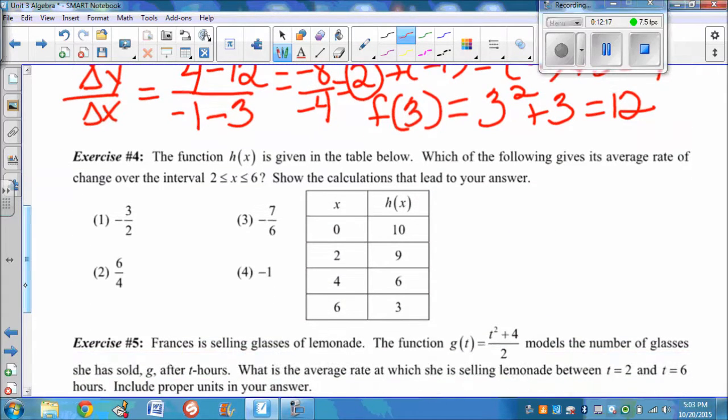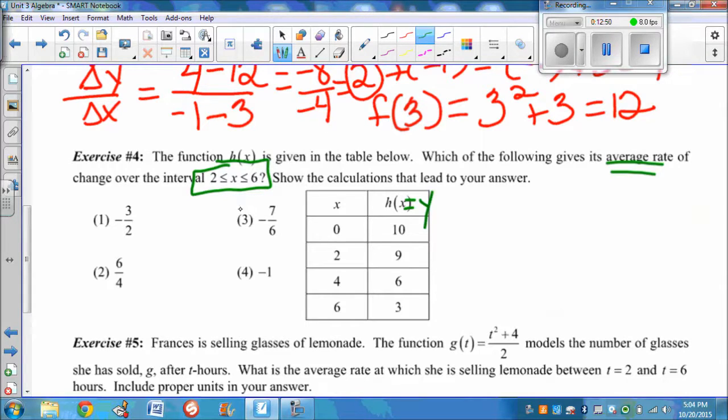All right. Now it says the function h of x is given in the table below. Okay, so we've got our inputs, our x's, and our h of x's, which is, in other words, our y's. Which of the following gives the average rate of change over the interval from 2 less than or equal to x less than or equal to 6? Show the calculations that lead to your answer.